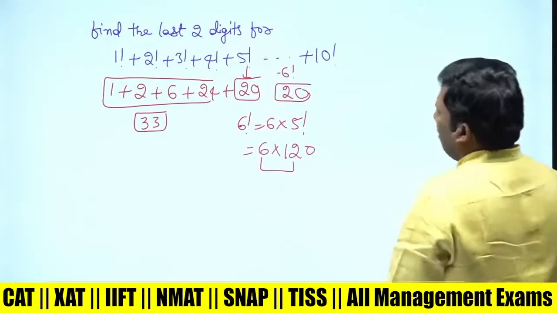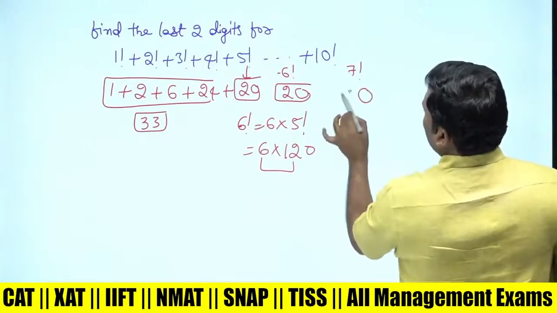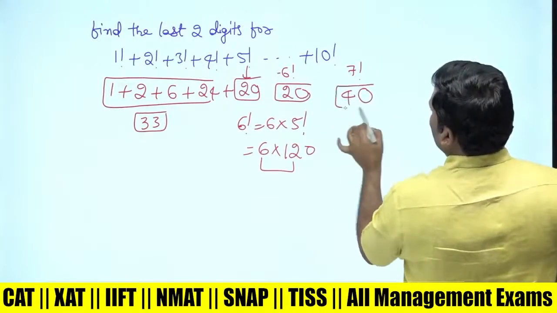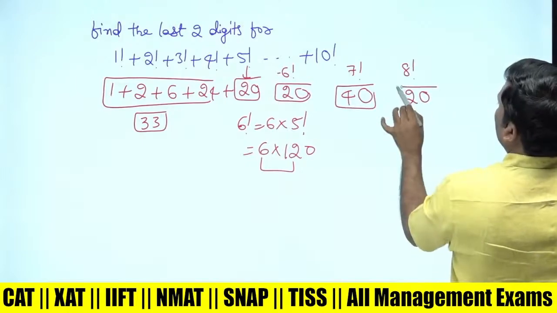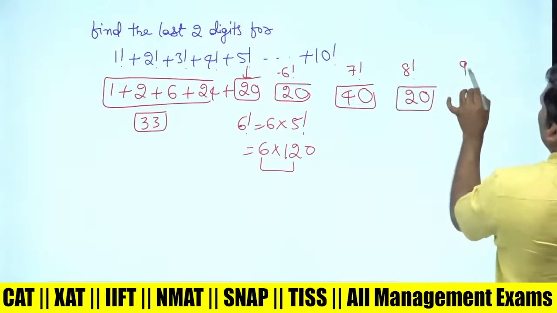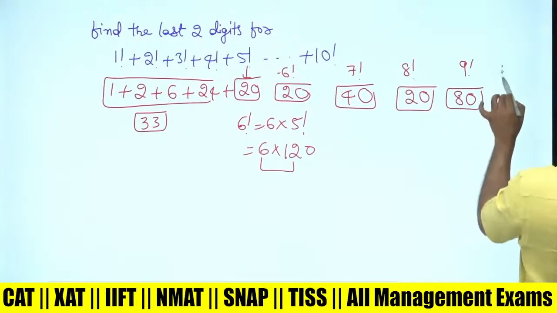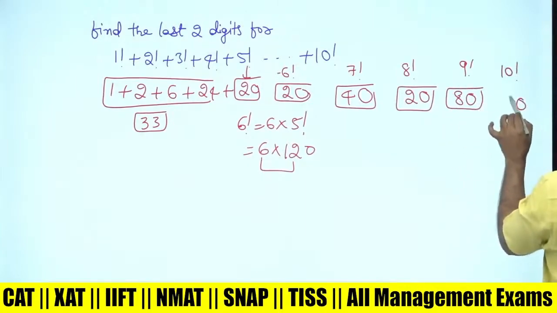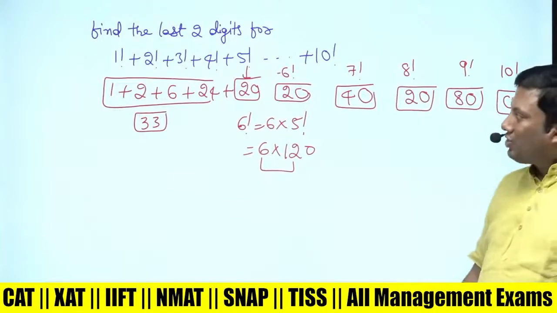6 into 2. Suppose I want 7 factorial. 7 into 2, it is 14. It is 40. 8 factorial. 8 fours are 32. It is 20. 9 factorial. 9 twos are 18. 10 factorial. 10 eights are 80. I hope you are understanding how I am doing the last 2 digits.